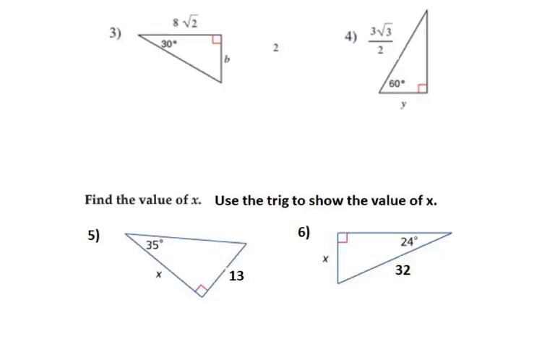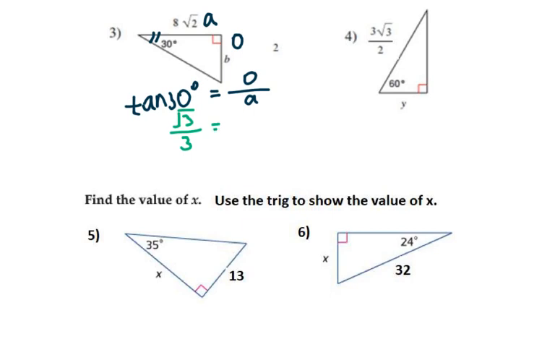Okay, so for number 3. For number 3, this is a right triangle with a 30 degree and a given opposite side and then an adjacent side. That's how you're using TOA. It's a tangent 30 degree equals O over A. So I plug in tangent 30, that's a square root of 3 over 3 equals B over A will be 8 square root of 2.